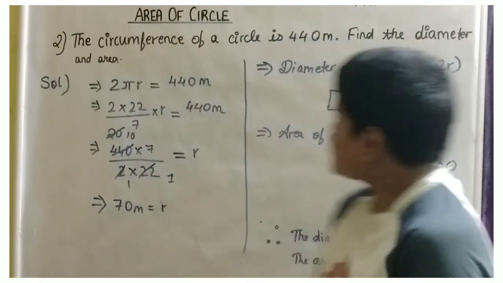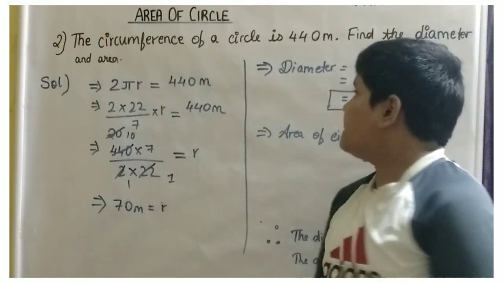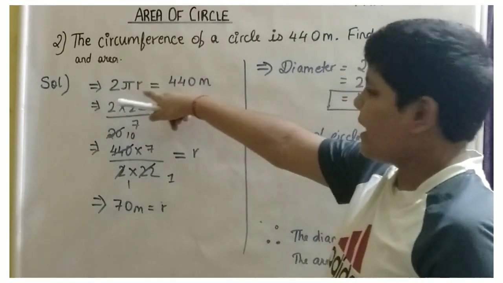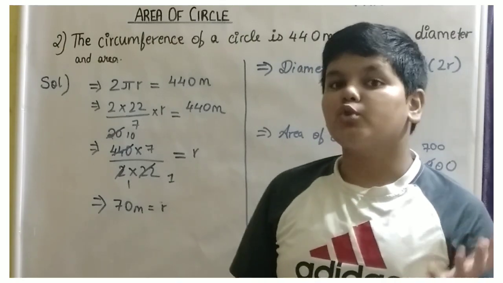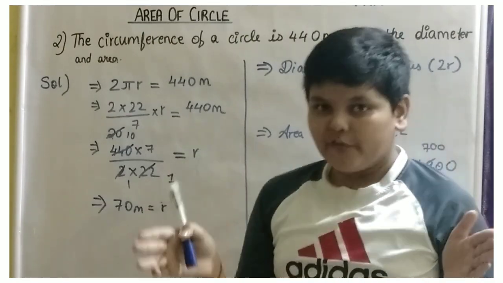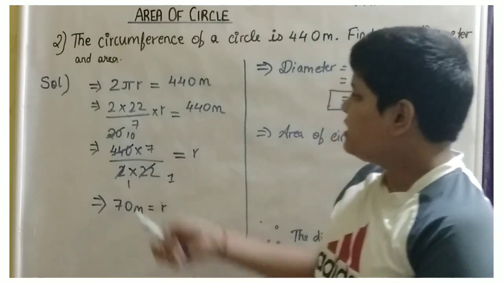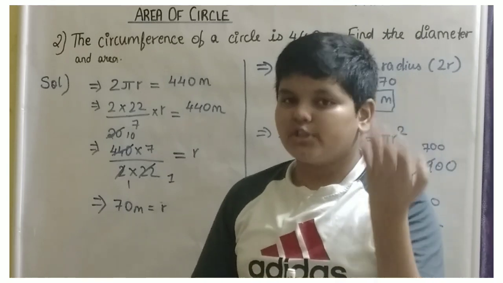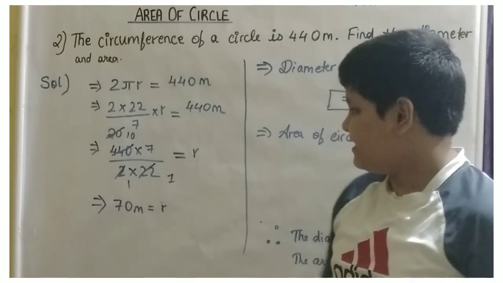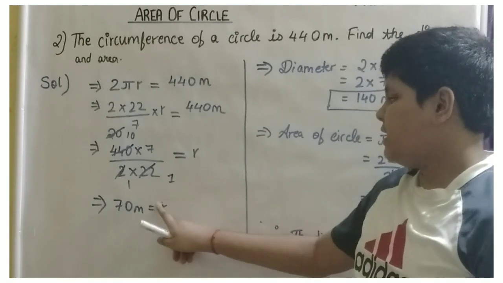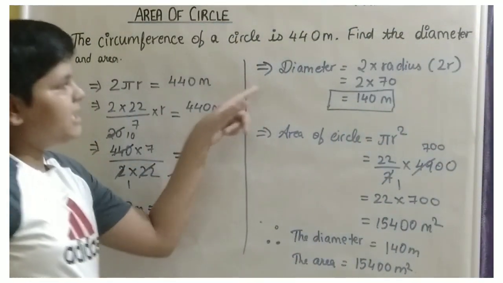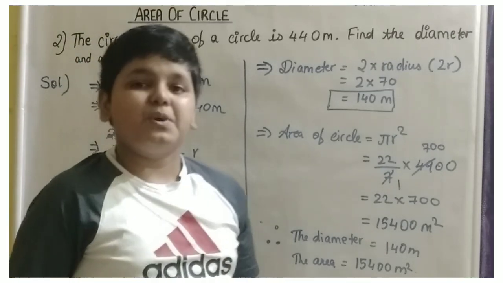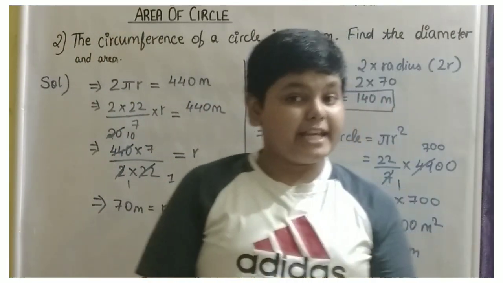Here, the circumference of a circle is 440 meter. Find the diameter and area. We have to find both diameter and area. We learned that the circumference is equal to 2 pi r, the formula. 2 pi r is equal to 440. So we did all the simplification. Then the reciprocal happens. Denominator goes to the numerator and numerator becomes the denominator. We did all those calculations and found the radius value to be 70 meter. And then if we know the radius, we found the diameter. We know the radius, we found the area of the circle. So this was our today's video about the area of circle.